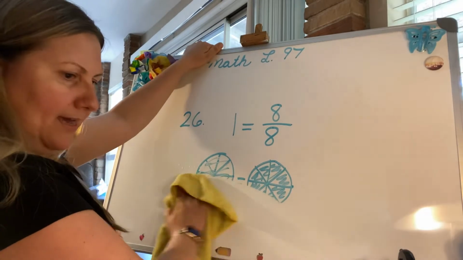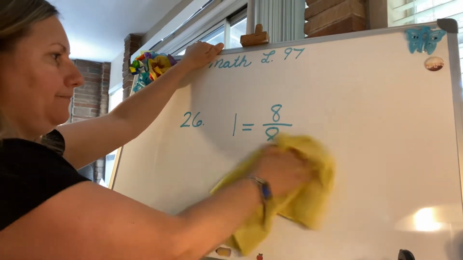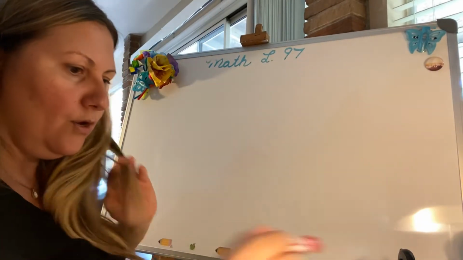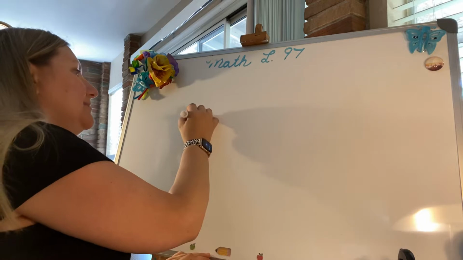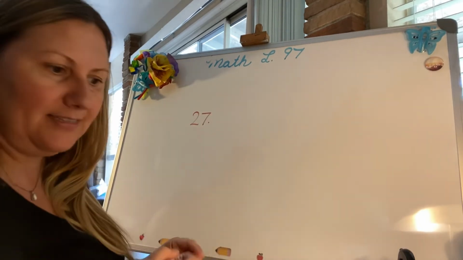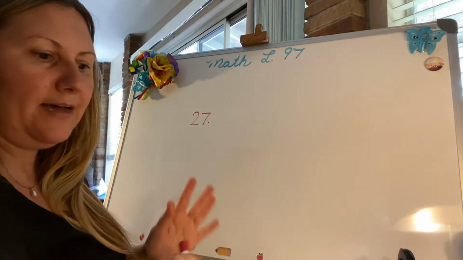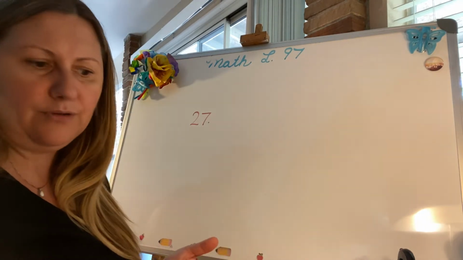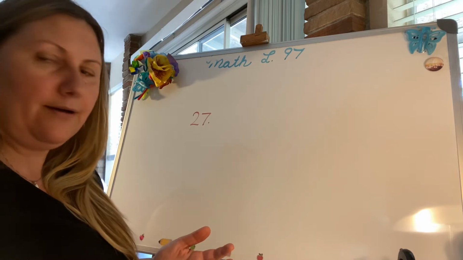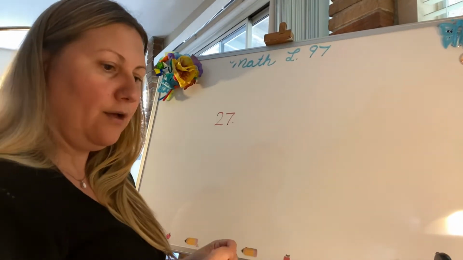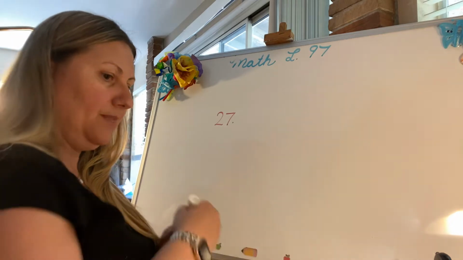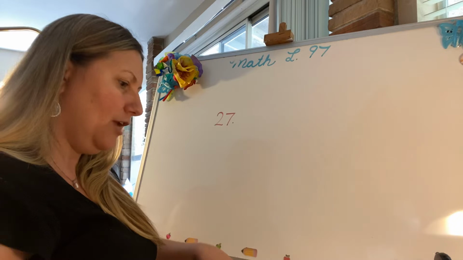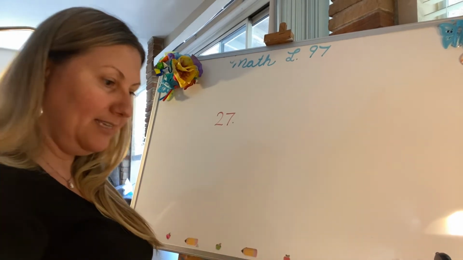Then we have number 27. Number 27 says, which of the following nets, okay, so here are the nets, folds up into a triangular prism. Now, you didn't really get to try this on your own. You didn't really get to do those nets, like I said, but what we can see is we're looking for something that folds into the same shape as the rectangular prism.